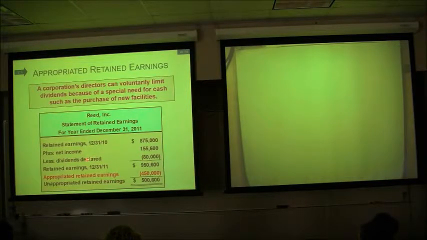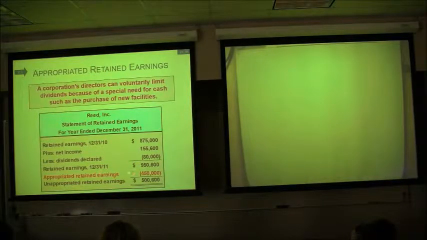Now these are declared because once they're declared, they become a liability, right? But they're going to be paid sometime in the future. So at this point, it's dividends declared. Once they're paid, it'll of course be dividends paid. Then here's the retained earnings as of the end.